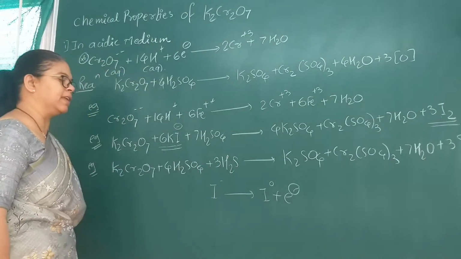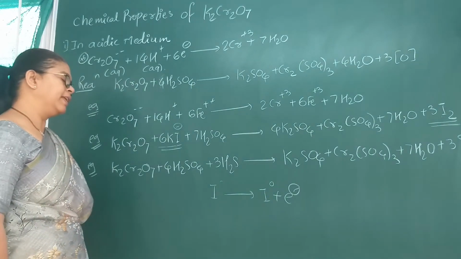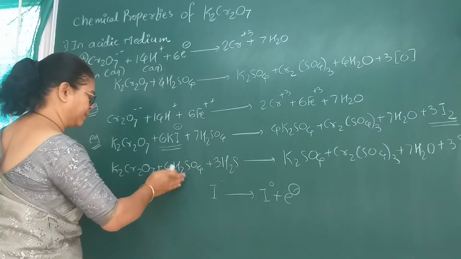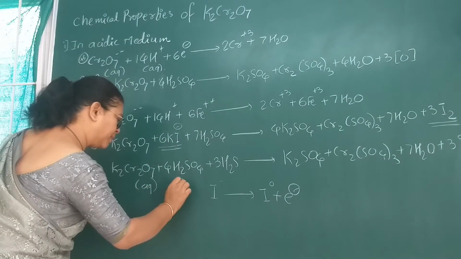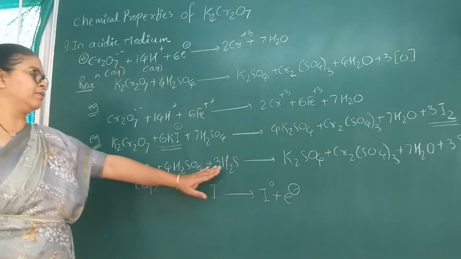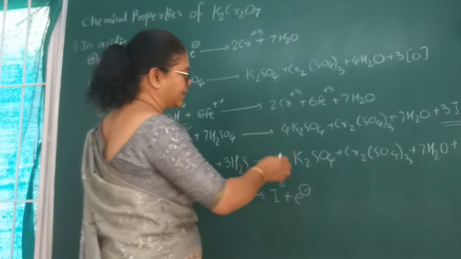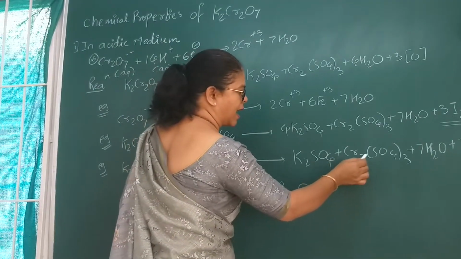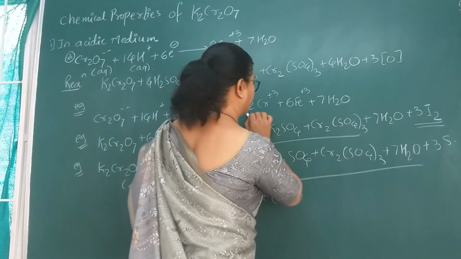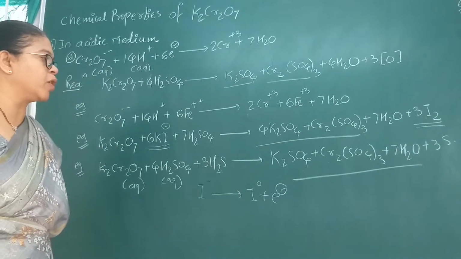H2S, as you may have noticed, is hydrogen sulfide gas. Now when this H2S is passed in water, in aqueous medium, you must keep in mind all these things are in aqueous medium. When this acidified dichromate is treated with hydrogen sulfide, again the same products are formed: K2SO4, Cr2(SO4)3, 7H2O, no change at all. You must keep all these things in mind because they are the same products.